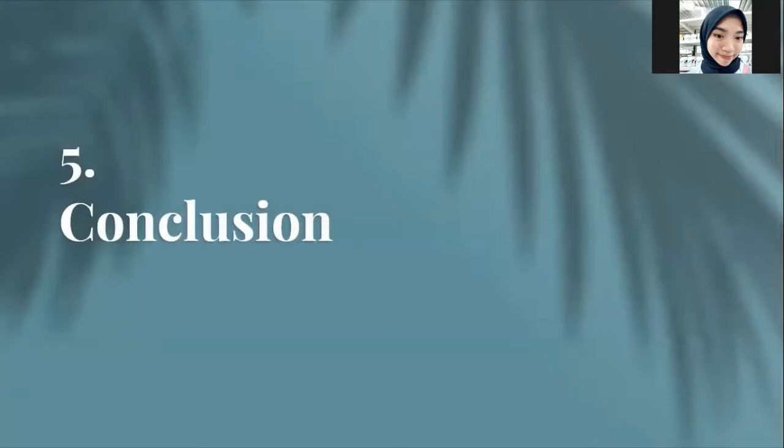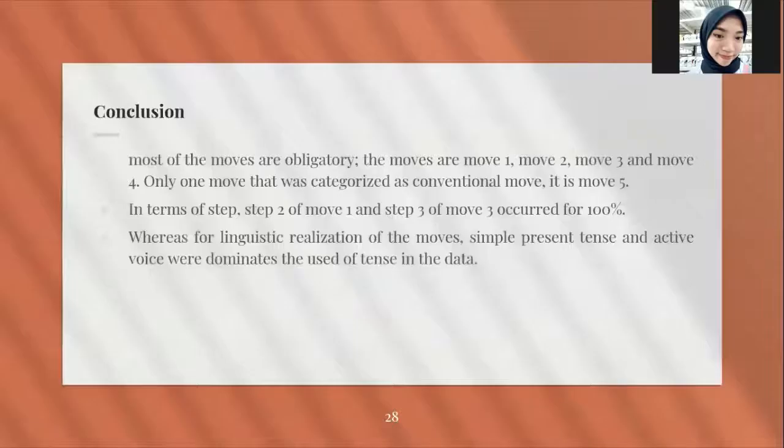The conclusion. For conclusion, the study has employed two research questions: what are the rhetorical moves used in abstract written by soft science lecturers, and what are the linguistic features that are realized to support the rhetorical moves? The results show that most of the moves are obligatory. The moves are move 1, move 2, move 3, and move 4. Only one move was categorized as conventional move.